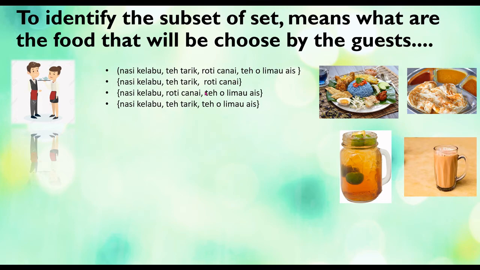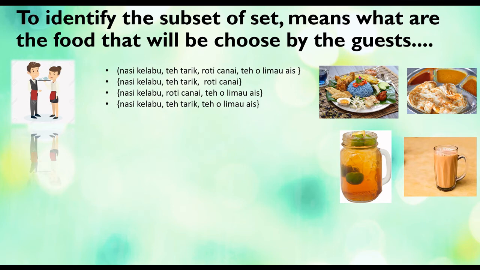Next, some of the people only like the hot things. So he tried nasi kelabu, teh tarik and roti canai. He wants to eat nasi, he wants to eat roti canai, so he cannot make a choice, so he takes both of them. Some of the people like the cold drink, so he will have the combination nasi kelabu, roti canai and teh o limau ice. And some of the people say, I only want some meal but do not want to have a heavy meal, but I'm thirsty, so maybe he will take nasi kelabu, teh tarik and teh o limau ice. From these four answers, I hope students can see what combinations have been made up.